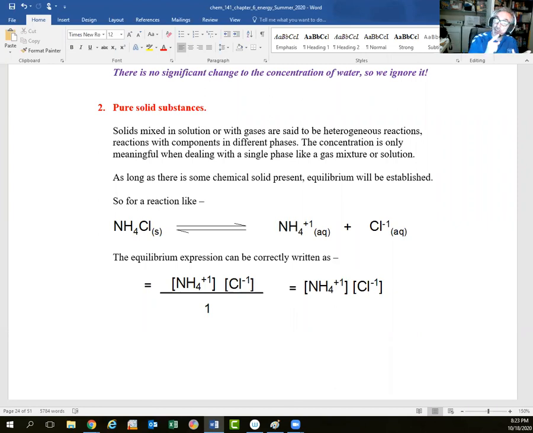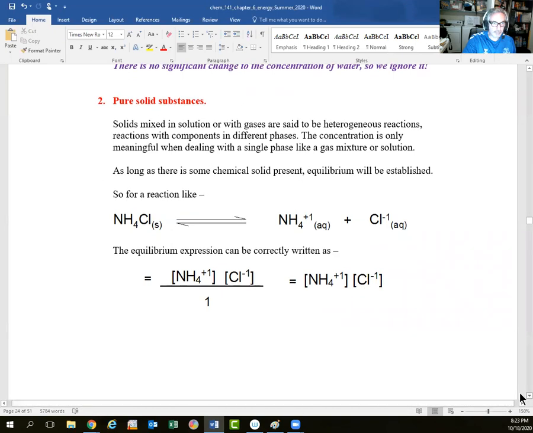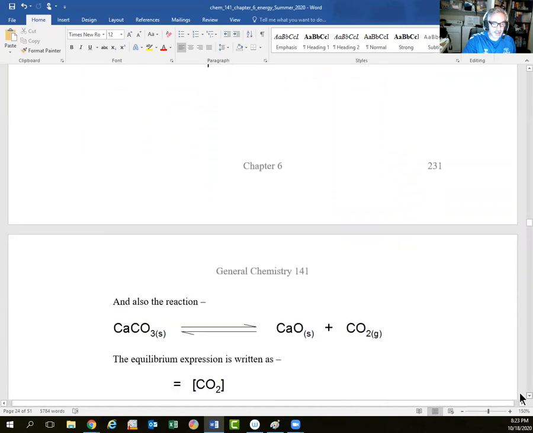Okay, so we ignore water if there's aqueous conditions, and we ignore solids. You can't take the concentration of a solid. So writing the expression, that would be the products of the forward reaction divided by the reactants, but the reactant is a solid, so it's all over 1, and anything divided by 1 is exactly the same thing. So the equilibrium expression comes to the concentration of ammonium ions multiplied by the concentration of the chloride ions. Let's look at some other examples.